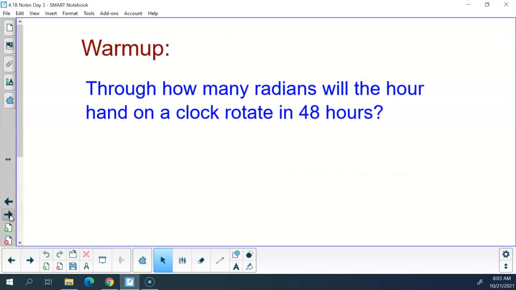So here is our warm-up today. Through how many radians will the hour hand on a clock rotate in 48 hours? Hour hand on a clock rotating in 48 hours. You can start wherever you want.